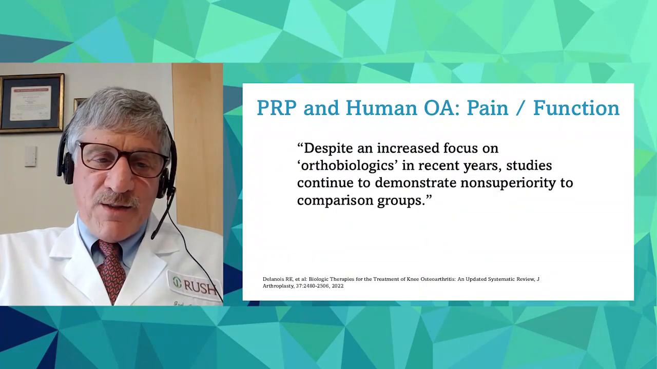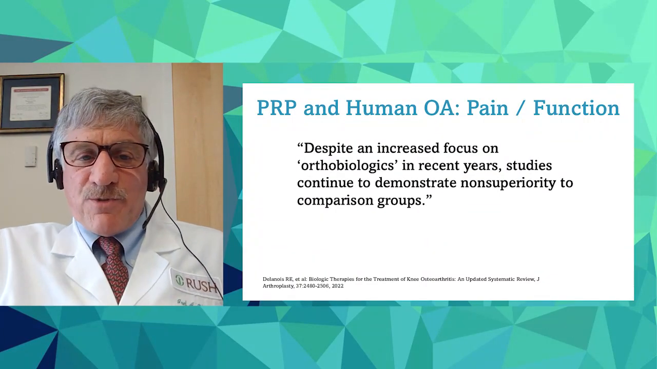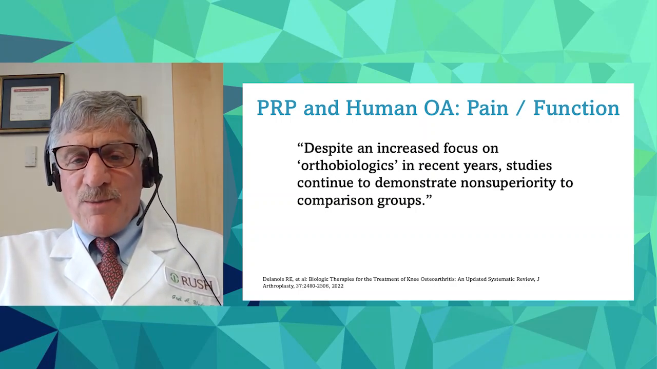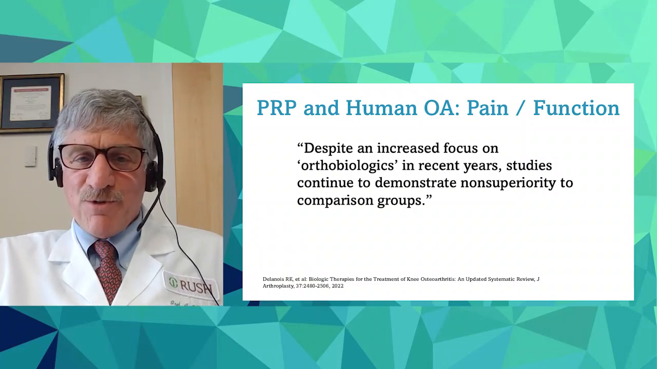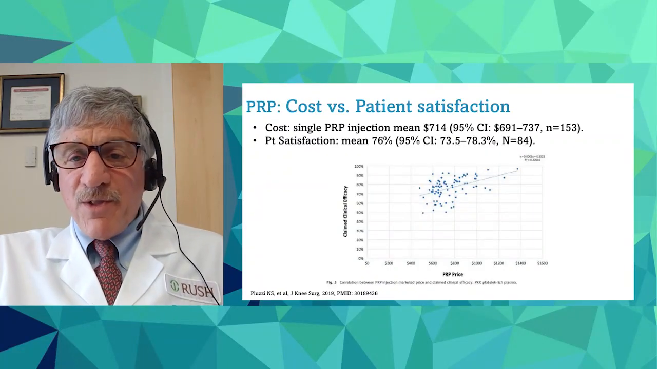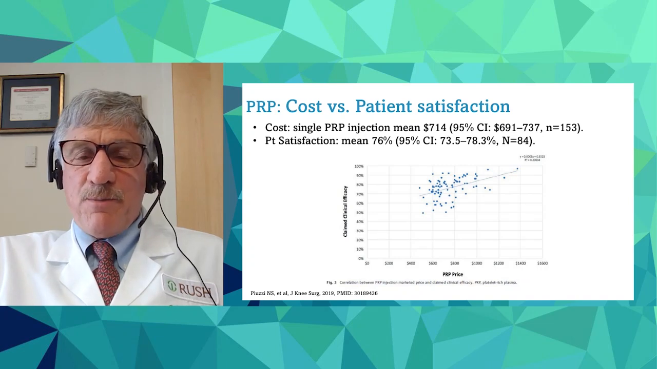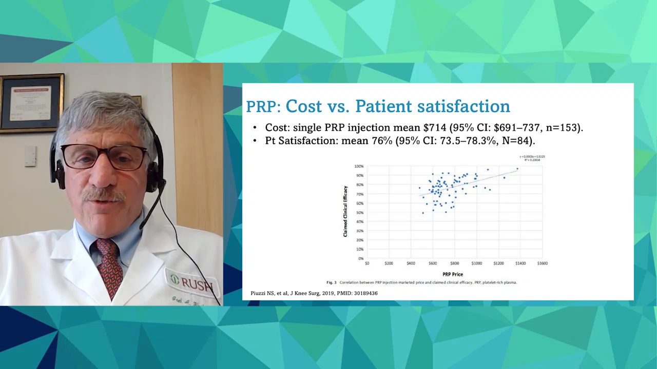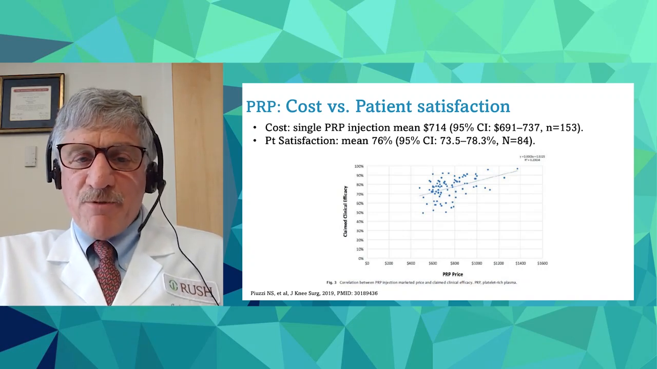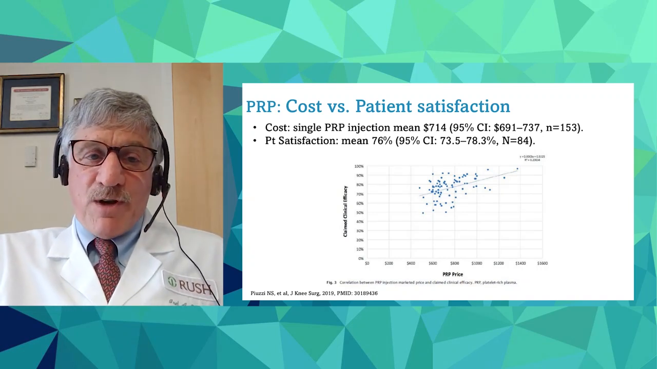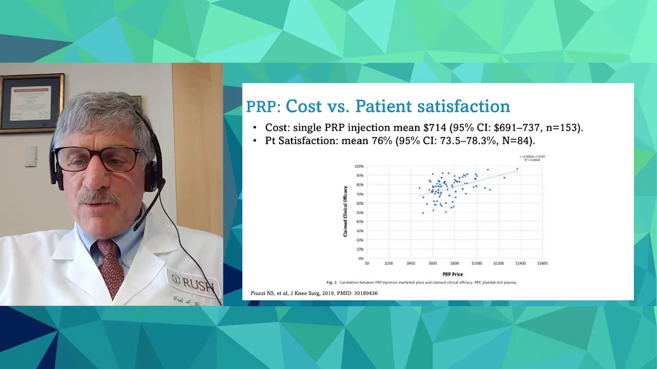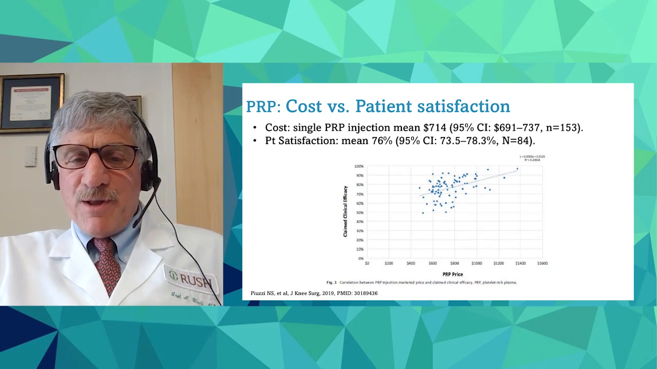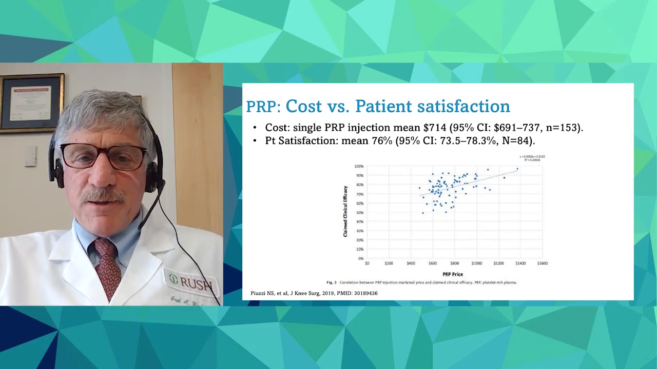And that's reflected in the conclusion of a recent meta-analysis. Despite an increased focus on these agents in recent years, studies continue to demonstrate non-superiority to comparison groups. Nonetheless, because there's a strong placebo effect and people are paying cash out of pocket, most people tend to derive some relief. And if you look at a curve of how much somebody's paying relative to how much relief they get, as we often see in placebo preparations, the amount of relief somebody gets is linearly related to how much money they're paying for it.